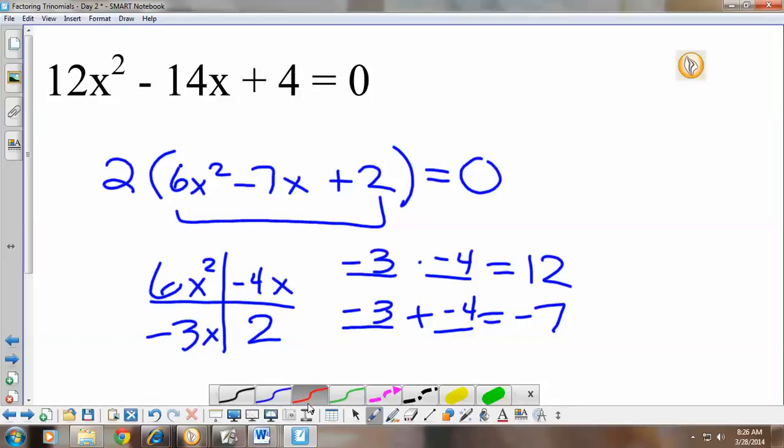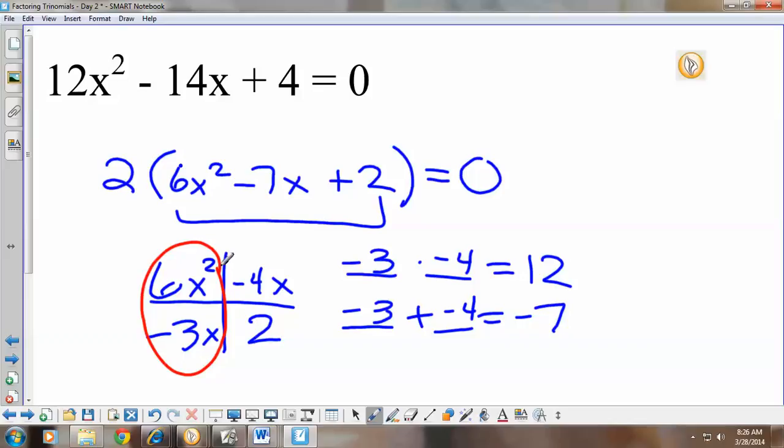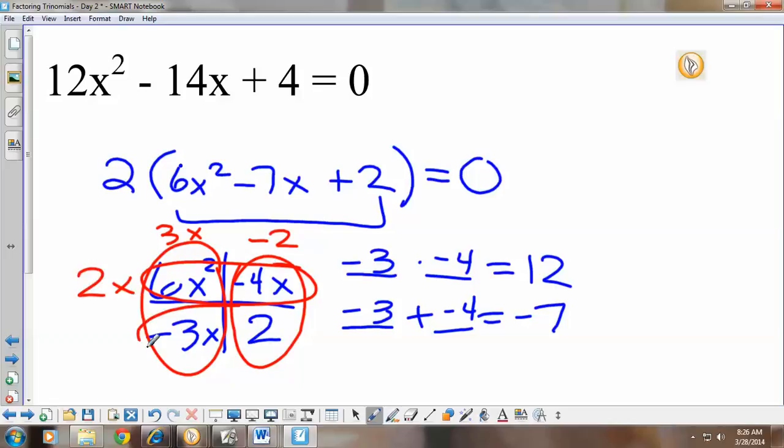Now factor. First column, 3x. I can't take a negative because the first term is not negative. In the second column, what's my greatest common factor? Negative 2. And this time I took a negative because my first term was negative in that column. Go to the first row. The greatest common factor here is 2x. Second row, negative 1.